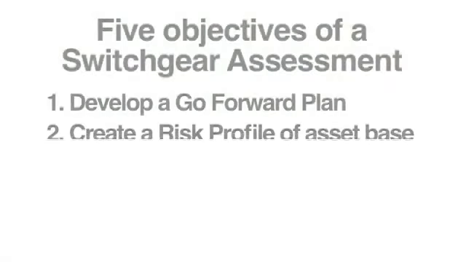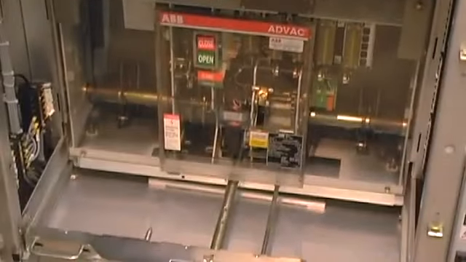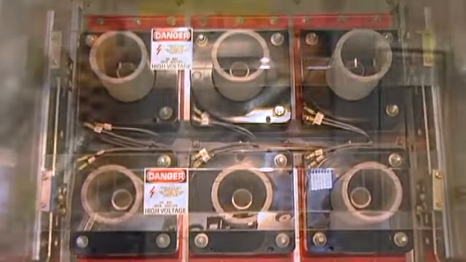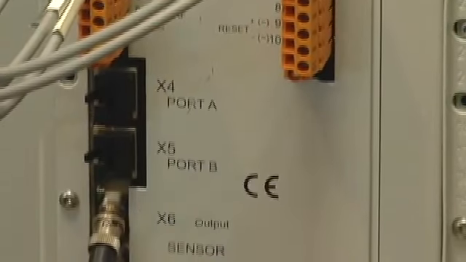The next step is to take a look at the risk profile. What piece of equipment has the highest probability of failure? Where do we see a safety concern? Where can we make improvements that will improve reliability and reduce risk to your employees?